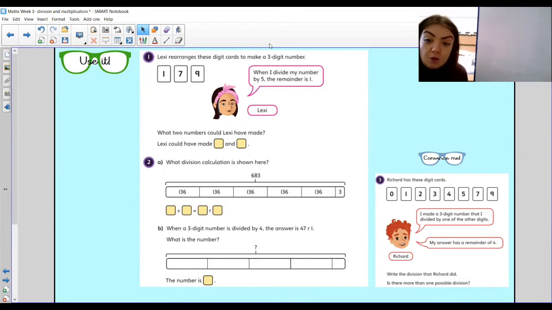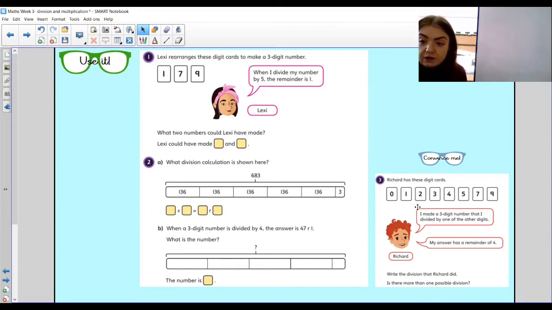Question 2, they've given you a bar model, so just like we've done here. So you can see there, they have got a remainder there, so they've just added it on the end. I'm going to note that down for next time I do my bar model, because I just put it on the outside, whereas of course it needs to be part of that bar, doesn't it? So what division calculation is shown here? So you just need to take that information and show the number sentence. And then B, when a 3-digit number is divided by 4, the answer is 47, remainder 1. So what is the number? So it's giving you the bar there to help. And can you then work in reverse to get your answer, just like we did just have a practice with there.